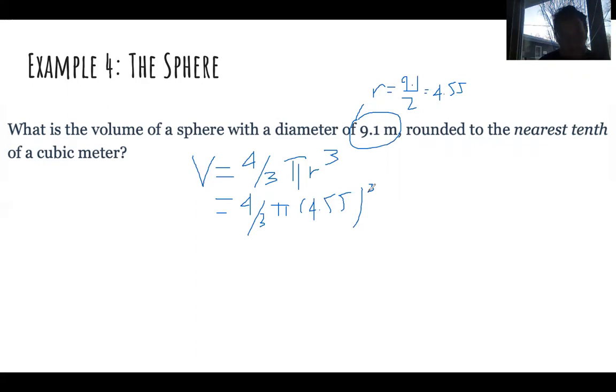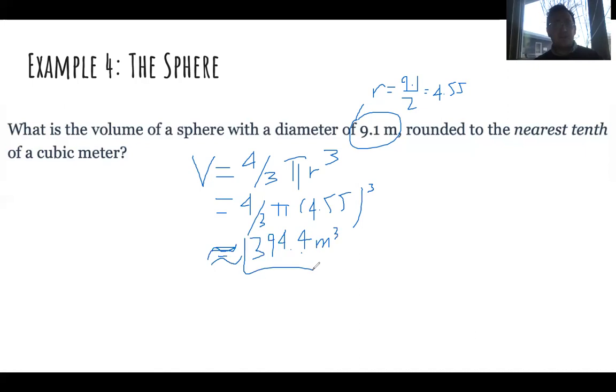And I would say on Delta Math, you do want to use the pi button. I'm working with a cell phone calculator right now. But at the end of the day, this volume is going to be approximately 394.4. It might be a little bit different if you use Delta Math and the pi button, and it's in cubic meters.